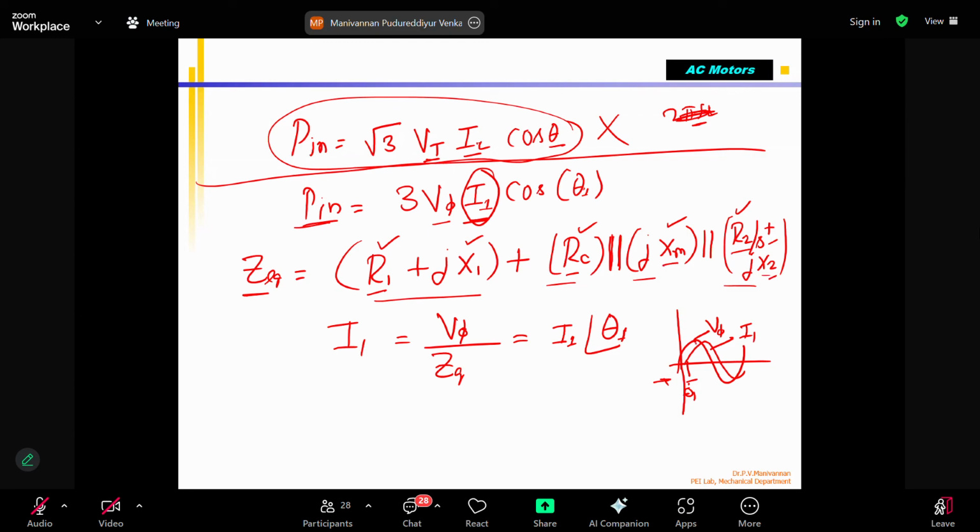Okay. So this is what the value can be. Once you calculate, V phase is given, and you get I1. I1 is a complex quantity. It will have real and imaginary parts, and we convert it from complex to polar. You get I1 with an angle. That angle is nothing but the phase difference between the input voltage and the input current. Input current is that current, and V phase is the input voltage. So you can find it from this. So once that is known, correct?